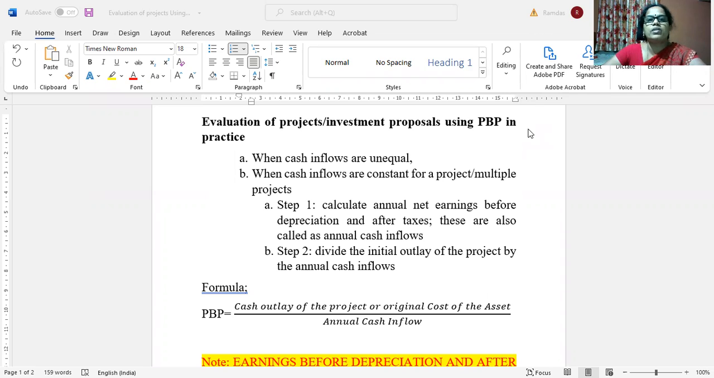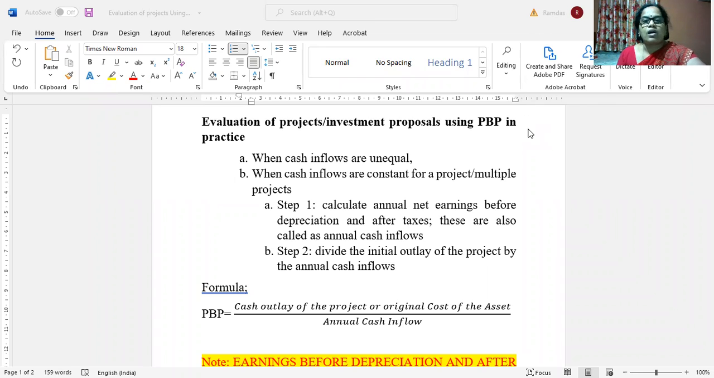Today in this video, we will be discussing evaluation of projects or investment proposals using payback period in practice. When we are solving problems, we come across two situations: when cash inflows are unequal and when cash inflows are constant, for single projects or multiple projects. Today in this video, I will be discussing how to calculate payback period for problems that have constant cash inflows. So first, let us see the procedure for calculating the payback period for single projects.